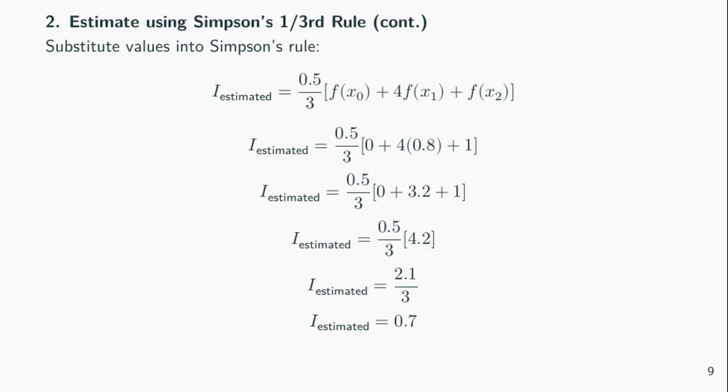Now we substitute these values back into our simplified Simpson's rule formula. I estimated is 0.5 divided by 3 times the quantity f of x0 plus 4 times f of x1 plus f of x2. Plugging in the values we just calculated, I estimated is 0.5 divided by 3 times the quantity 0 plus 4 times 0.8 plus 1. Calculating inside the bracket, 0 plus 4 times 0.8 is 3.2, plus 1 equals 4.2. So our estimate is 0.5 divided by 3 times 4.2. 0.5 times 4.2 is 2.1. So we have 2.1 divided by 3, and 2.1 divided by 3 is 0.7. So our estimated value of the integral is 0.7.